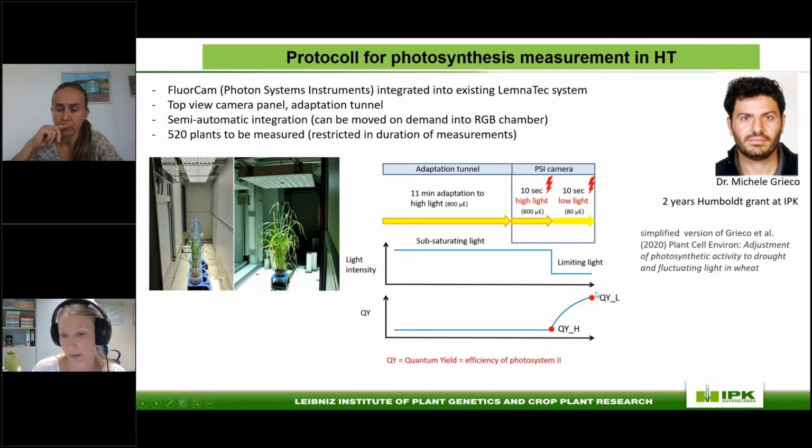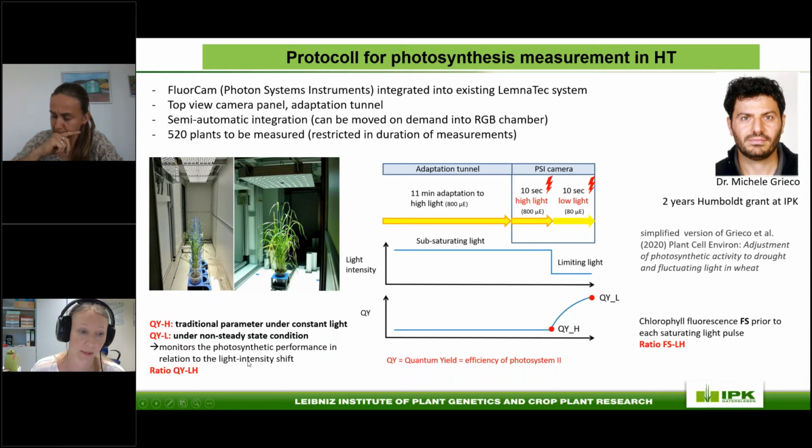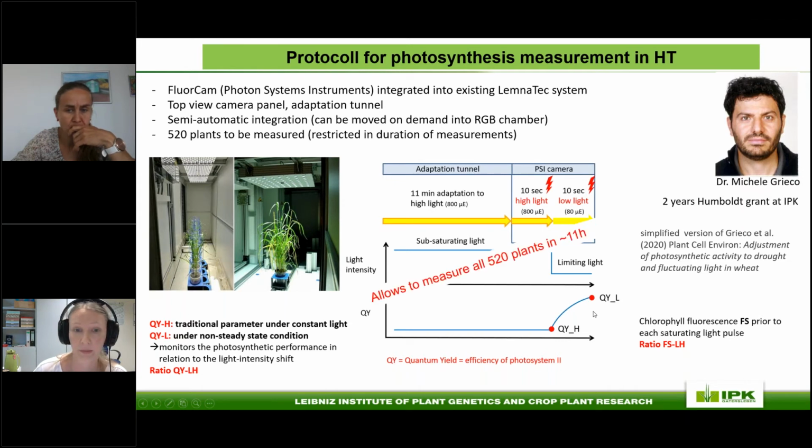So this is in the steady state, and this is in the transient light shift phase, the efficiency of photosystem 2, and he is then also looking at the ratio of these two QY, or quantum yields. Moreover, he has looked at chlorophyll fluorescence just prior to the saturating light pulse, and has looked also at the ratio of these two parameters here and here. And with this, we are able to measure all 520 plants in about 11 hours, including all the lane exchanges and movements that need to be done.